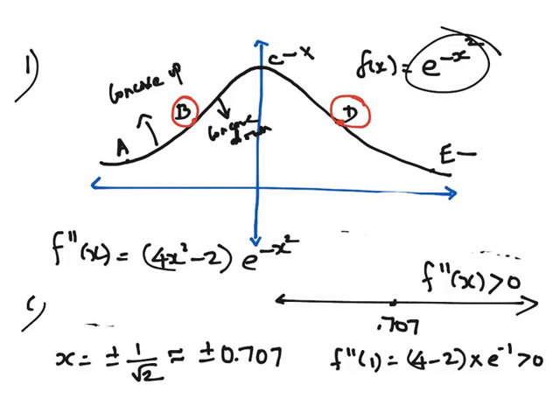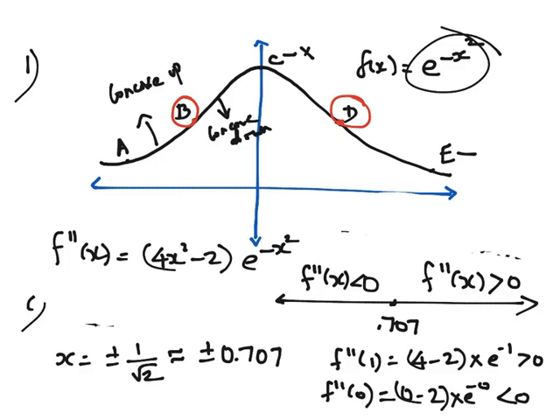Let me take a value less than 0.707. Let me take 0. So f double dash of 0 is 0 minus 2 into e power minus 0, which is negative, right? So f double dash of x is negative. So this is the answer. In fact, you have to mention that since the second derivative changes sign as it passes 0.707, before 0.707 the second derivative is negative, and after 0.707 the second derivative is positive.